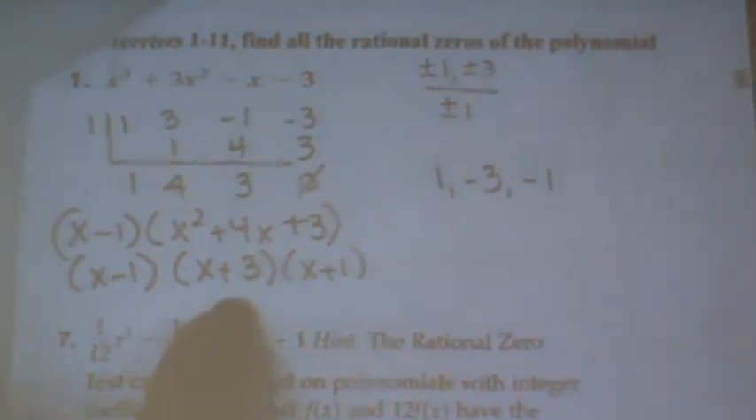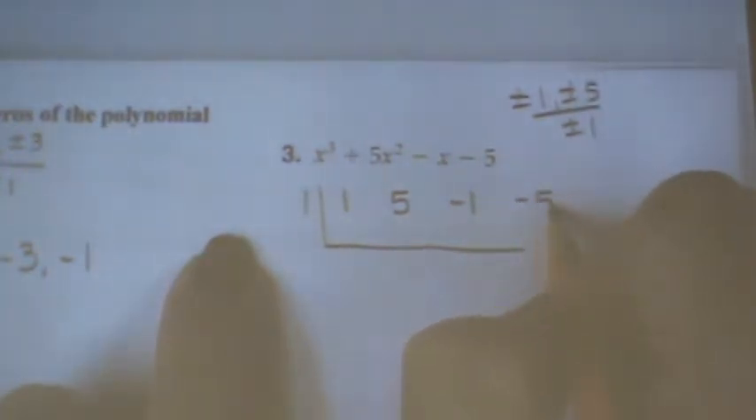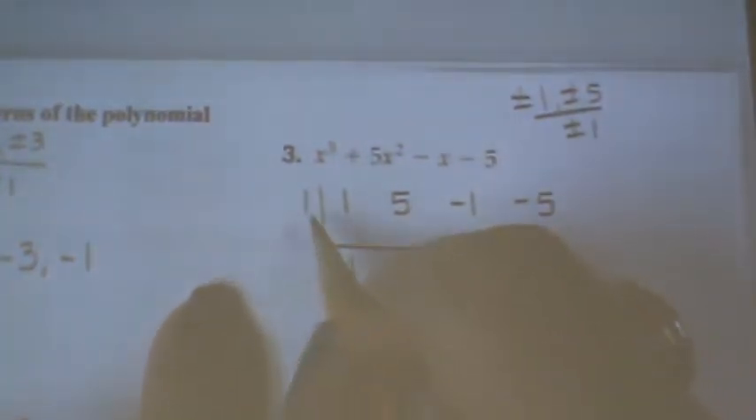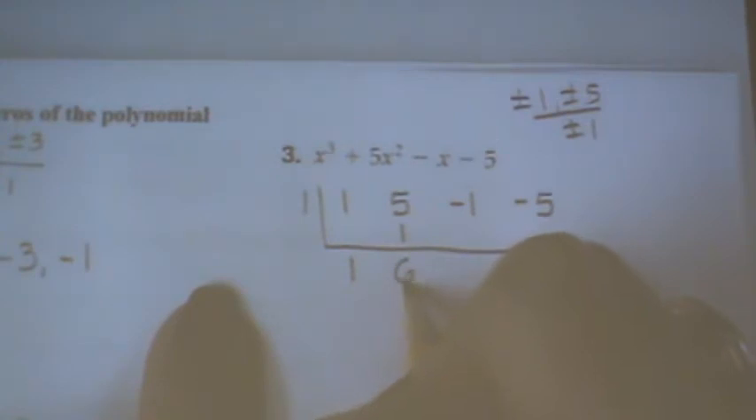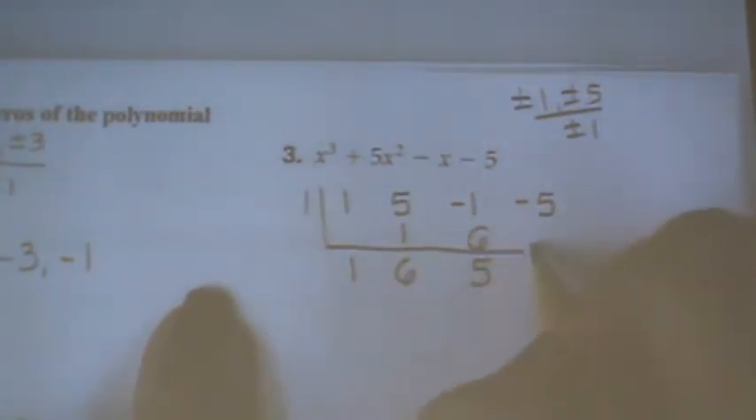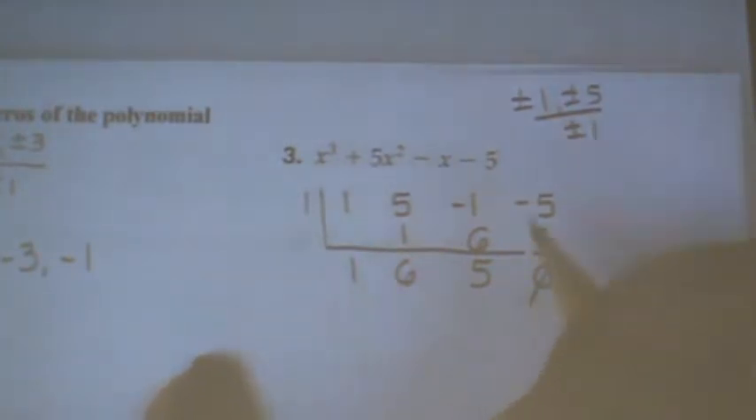For number 3, your possible zeros are 1 and 5 over 1. So I'm going to start with 1. I always start with 1. And I'm going to use 1, 5, -1, and -5 for your coefficients. Bring down the 1. 1 times 1 is 1. You're going to add, you get 6. Multiply, you get 6. Add, multiply, 0.